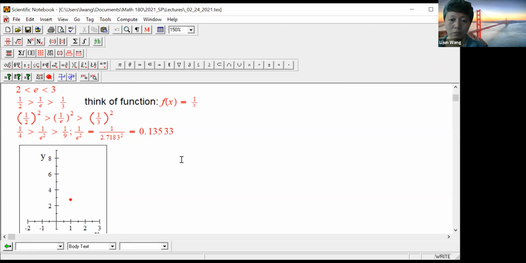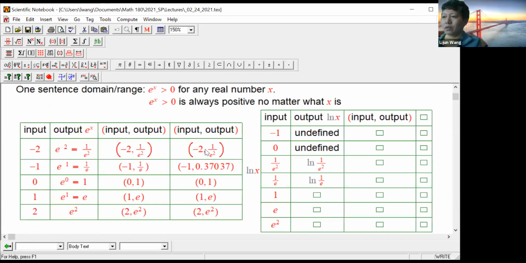You follow me? You don't need to get stuck on it. You just need to know this number is between 1/4 and 1/9, and it's approximately 0.13 if you really want to get to the bottom of it. All right, so take this number. You can put it here if you wish.